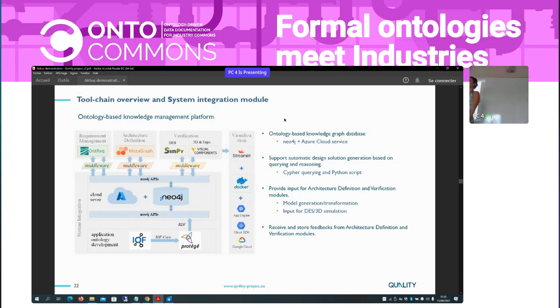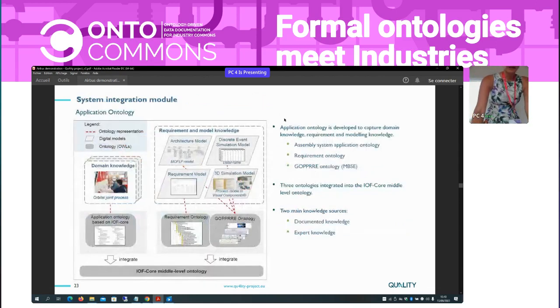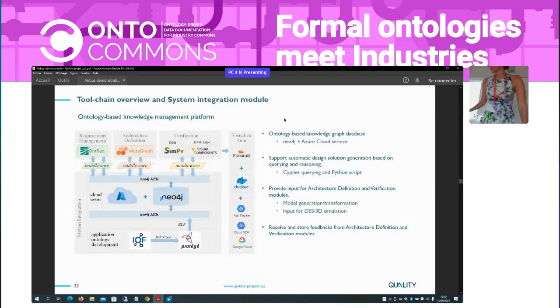But these are specific requirements that we have for the industrial system. So now more and more we have specific requirements like emissions or rate. Well, we always have rate, cost, and this kind of thing, but we have more and more. Okay, so then we develop an application ontology that is linked to IOF core.